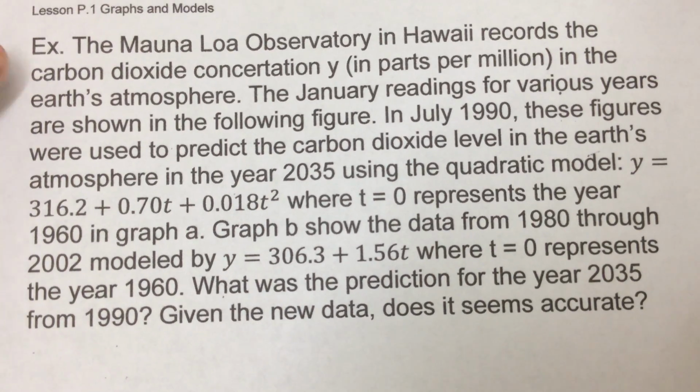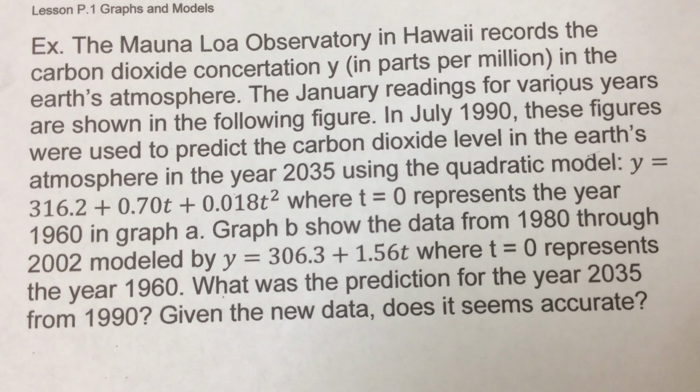Now, word problem here. The Mauna Loa, I'm going to say that's how it goes. Anyways, the observatory in Hawaii records the carbon dioxide concentration, y, in parts per million, in the Earth's atmosphere. The January readings for various years are shown in the following figure. In July 1990, these figures were shown to predict the carbon dioxide level for the Earth's atmosphere in the year 2035 using the quadratic model y equals 316.2 plus 0.70t plus 0.018t squared, where t equals 0 represents the year 1960 in the graph.